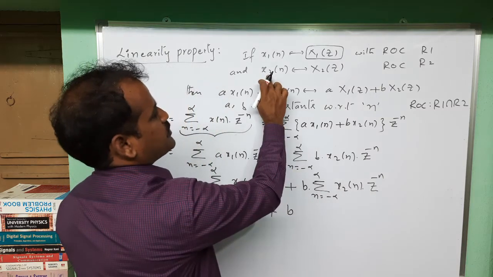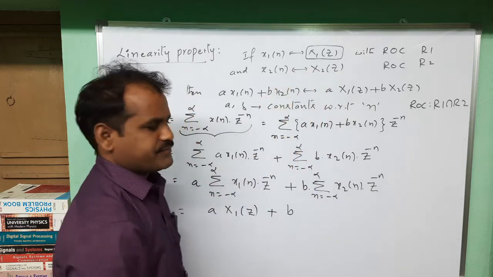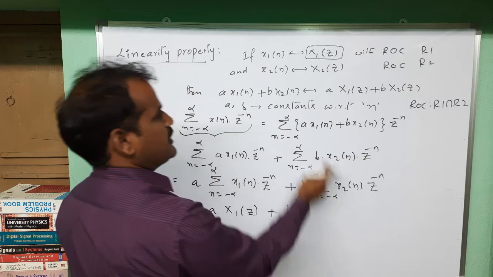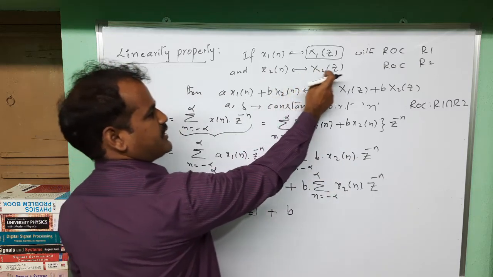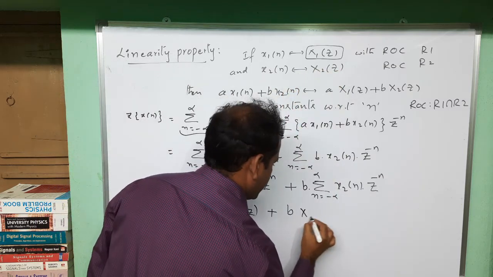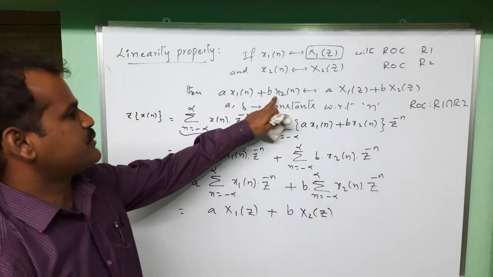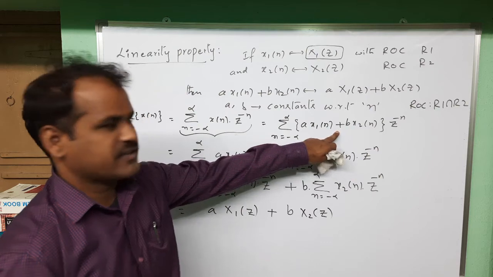Similarly, x2 of n Z transform is X2 of z. Here x of n is replaced with x2 of n in the Z transform formula. So x2 of n Z transform, we are considering as X2 of z, so we can write it as X2 of z. So this is the left hand side expression that we have considered here for Z transform.